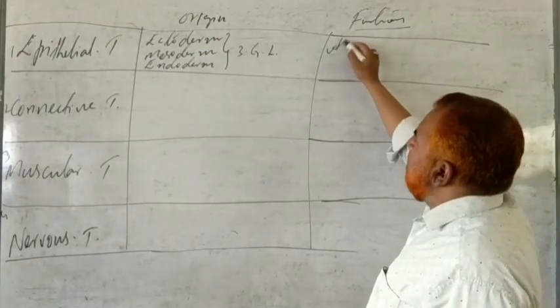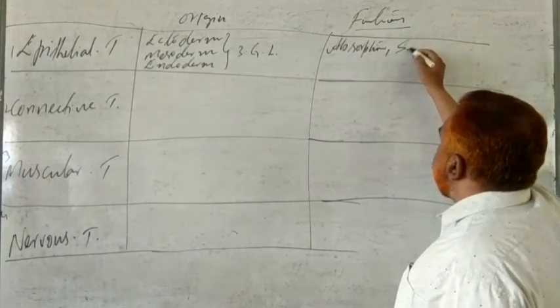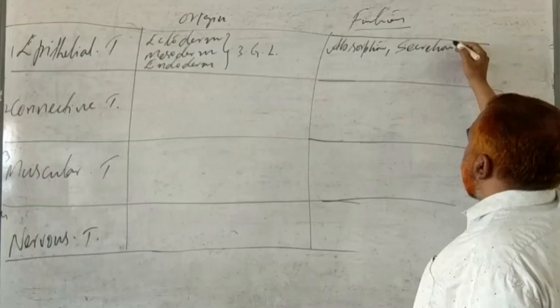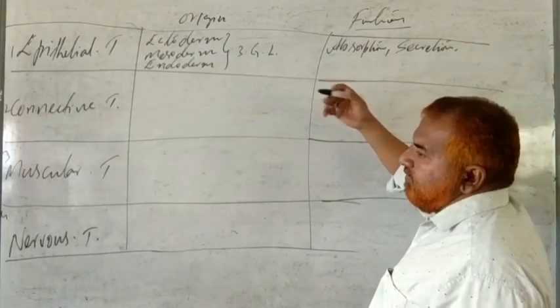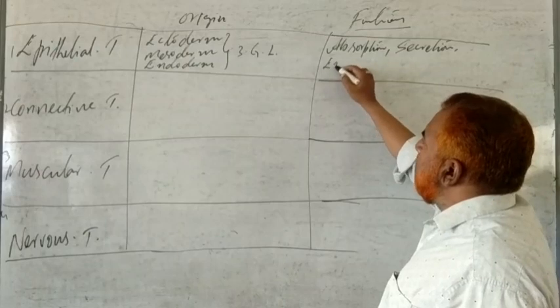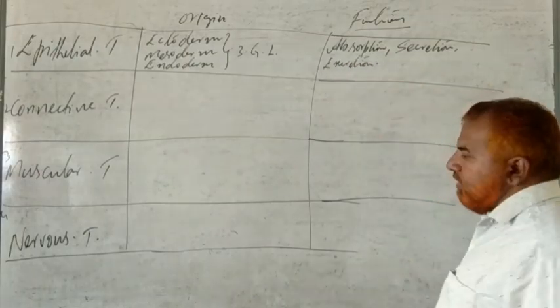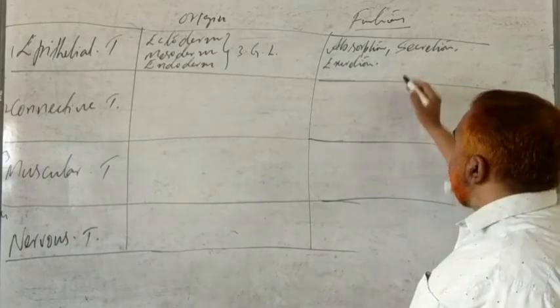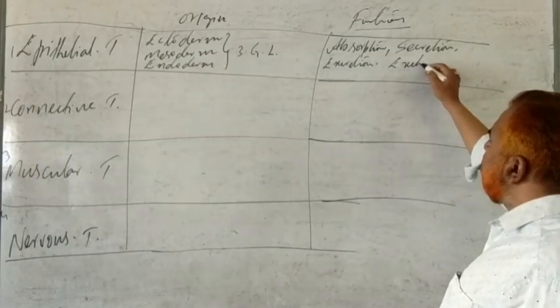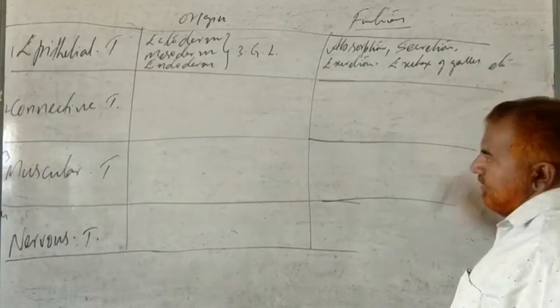Right? Absorption, secretion, which are opposite functions. Don't get worried. Different types of tissues perform different functions. Excretion, absorption, secretion, exchange of gases also, etc. They are the major functions.